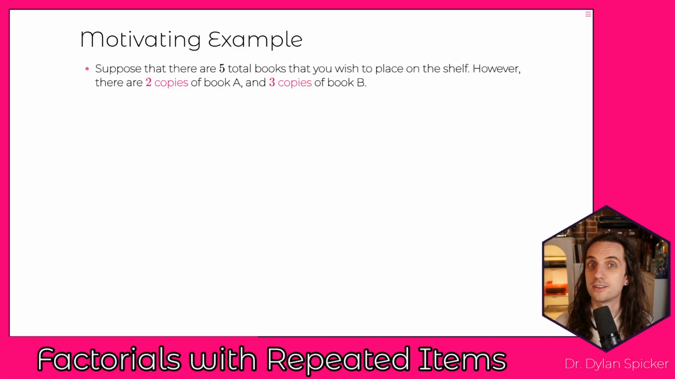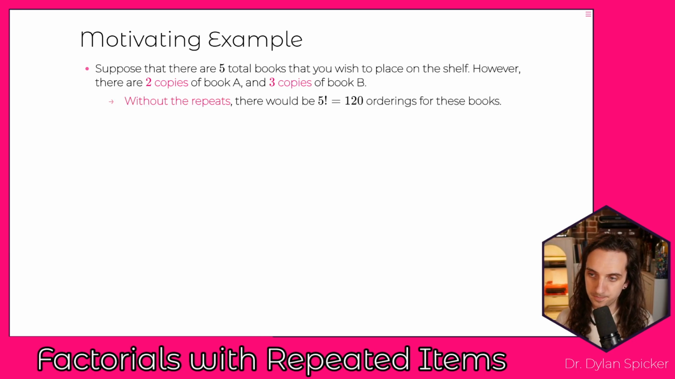Now, what we're thinking about here is that if you have 2 copies of the same book, if you switch where they are in your ordering on the shelf, you haven't actually changed the ordering. You'd still have book A in the same places. And so we want to take that into account here. If we didn't have any repeats, if we had 5 unique books, there would be 5 factorial ways of ordering those books on the shelf. 5 factorial is 120, so there would be 120 different ways that you can place 5 books in an order on a shelf.